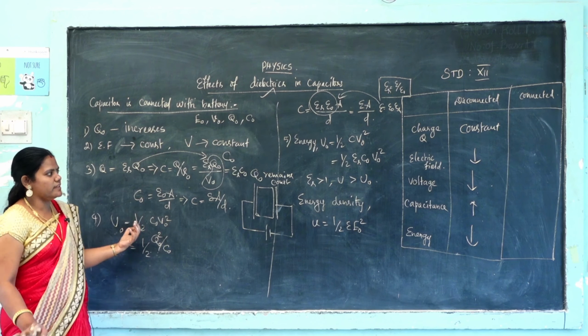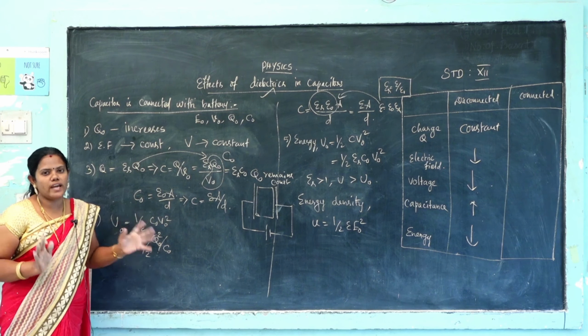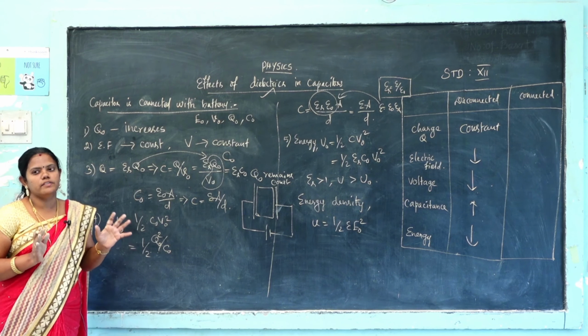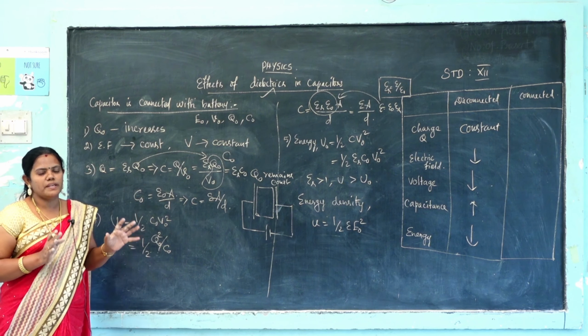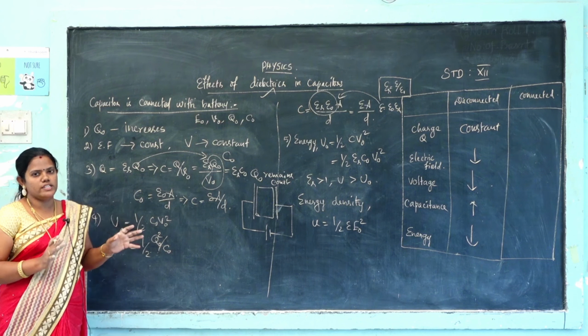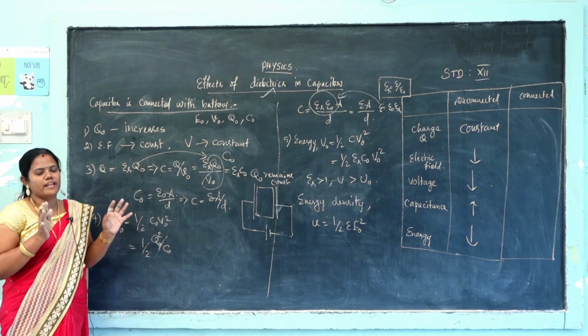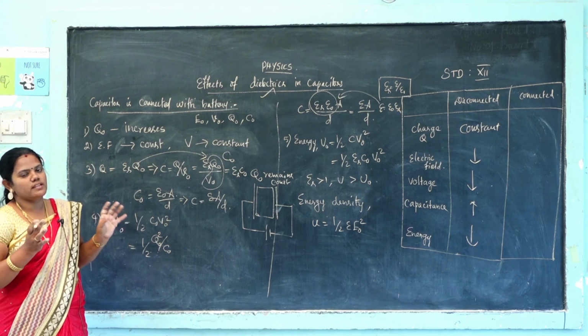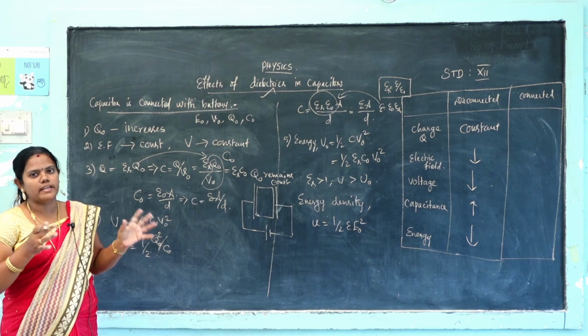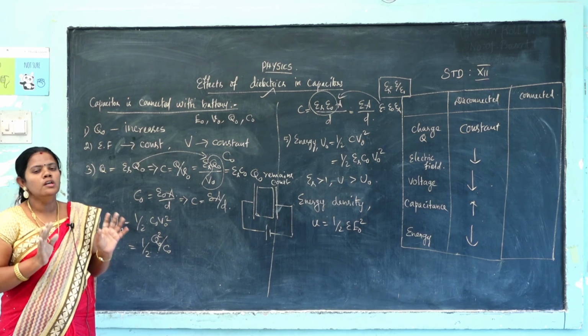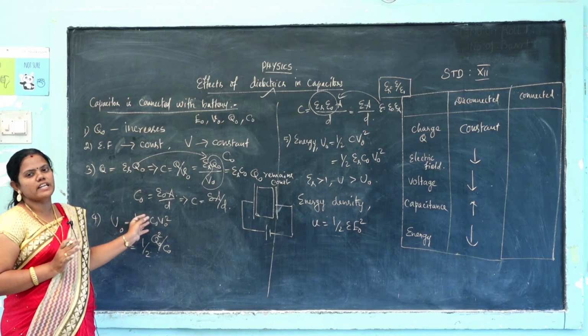Nothing more will be asked in the derivation part. Just know that when the dielectric is inserted with the battery connection, whether the charge will increase or not, whether the voltage will increase or not, whether the electric field will increase or not, whether the capacitance will increase or decrease, and whether the energy will decrease or increase. You should know all these things, not the complete derivation.